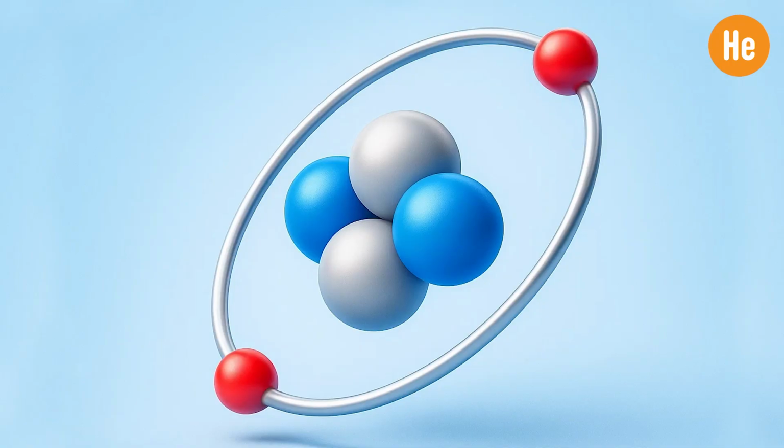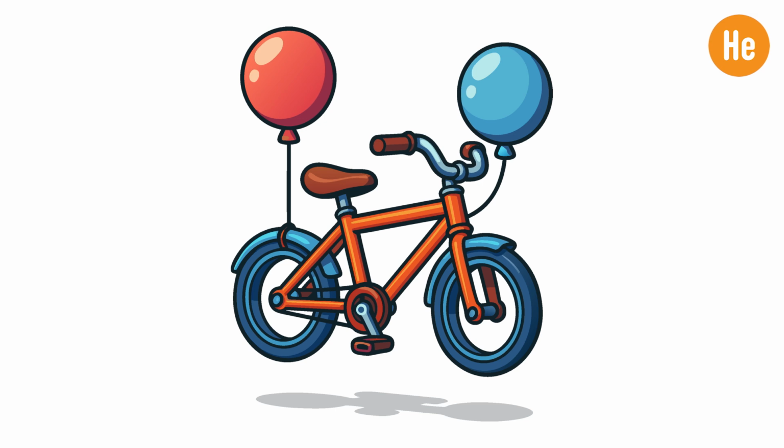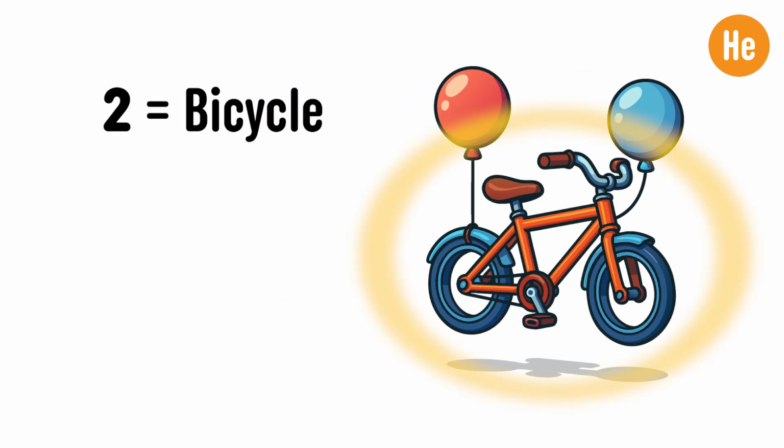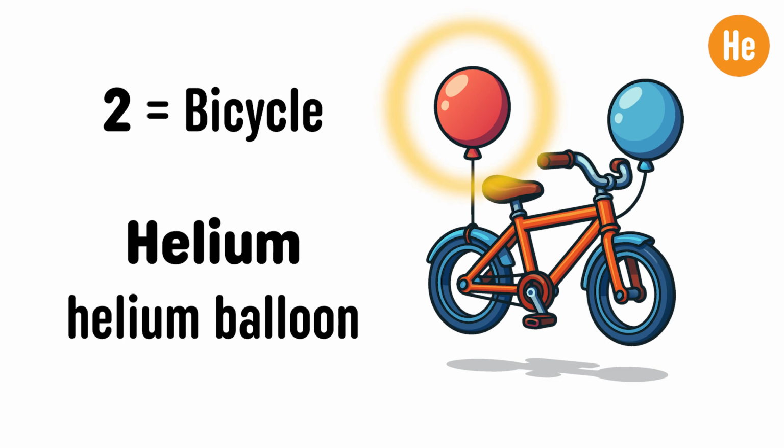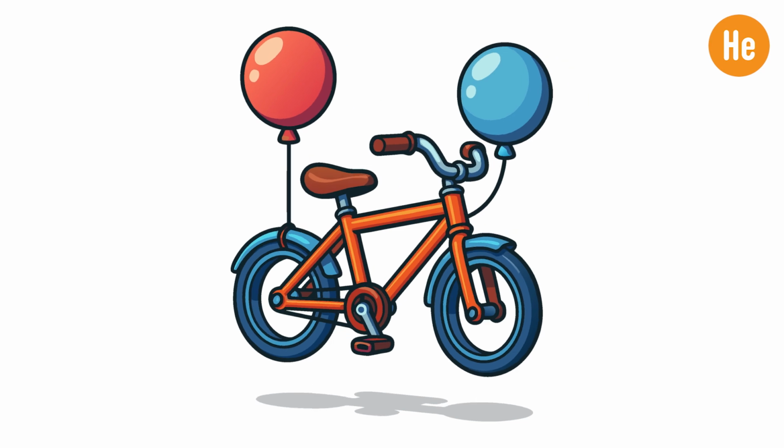Helium is the second element of the periodic table. This image represents helium. The number 2 is represented by a bicycle, because bicycles have 2 wheels. Next, we have to convert the name helium into a picture. Helium is represented by a helium-filled balloon. If we picture a bicycle attached to 2 floating balloons, we will forever remember that helium is the second element. This image will be burned into your mind forever, every time you think of helium.